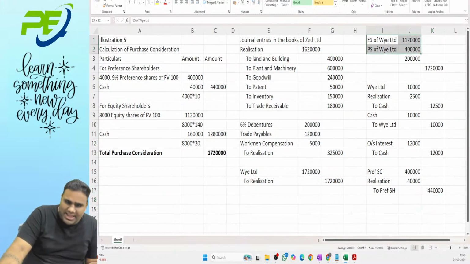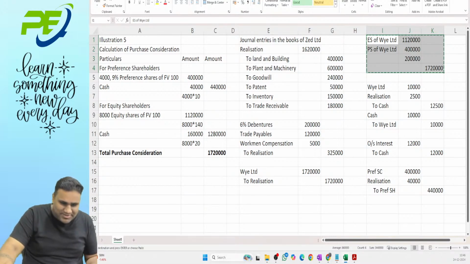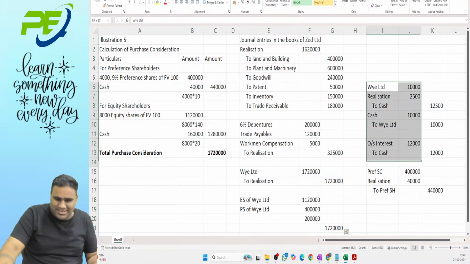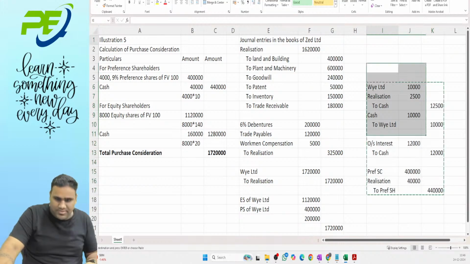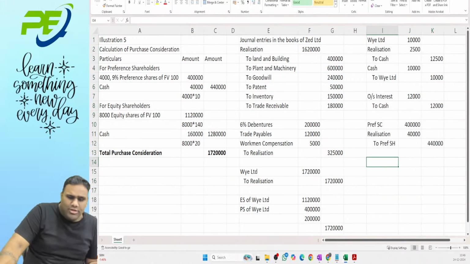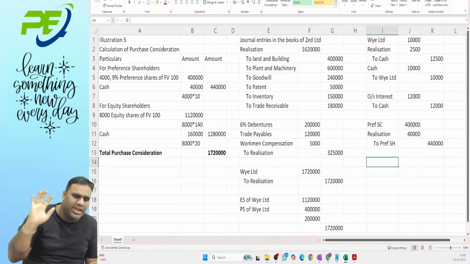You will sit at the last today, sit at the last. हाँ. So preference shareholder over.